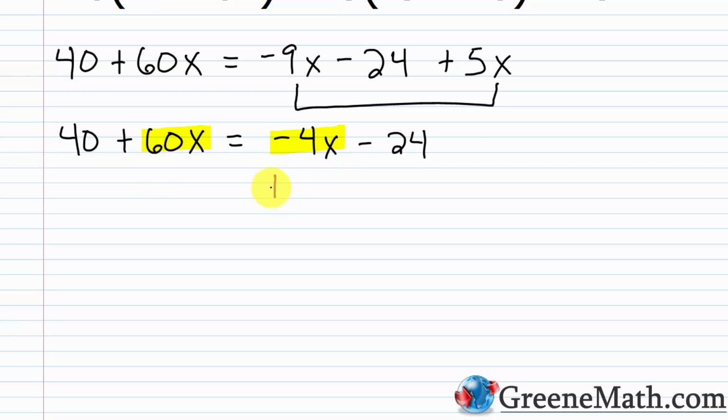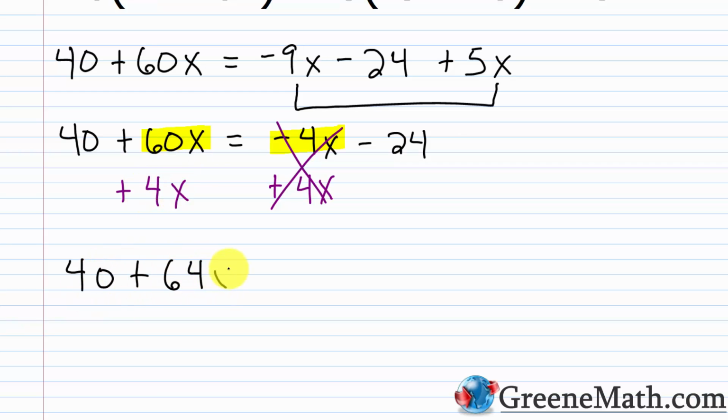So in other words, if I add 4x here, it's going to disappear on this side. Negative 4x plus 4x, that's 0. So it's gone. But it reappears over here because I have to also do it on this side to make it legal. So now I'll have 40 plus 60x plus 4x is 64x, and this equals negative 24. This is still not what I want because I want a variable term on one side of the equation, and I want just a number on the other.